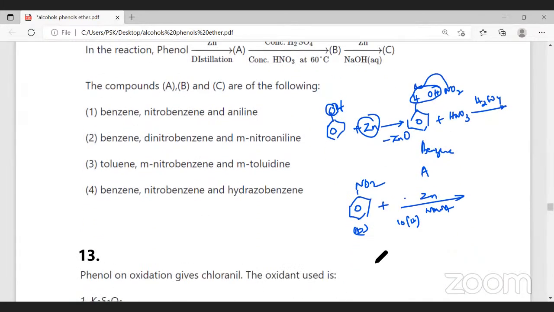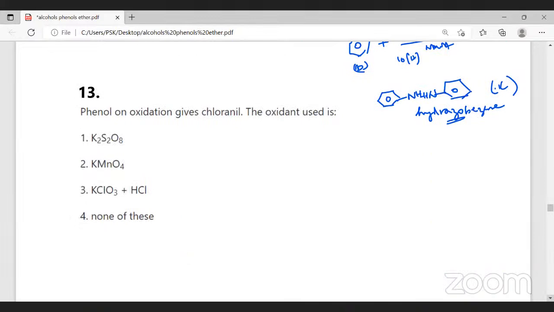So the product formed has a benzene ring, which we'll represent this way. This will undergo reduction to form an NH group, and another benzene molecule like this also has an NH group here. These two get bonded. This is called hydrazobenzene. Azo means nitrogen, so we have two nitrogen containing groups, therefore it's called hydrazobenzene. Hence the answer for this question is option 4. Benzene is A, nitrobenzene is B, and hydrazobenzene is C. Next question, the 13th one. Phenol on oxidation gives chloranil. The oxidant used is... Now this is phenol.